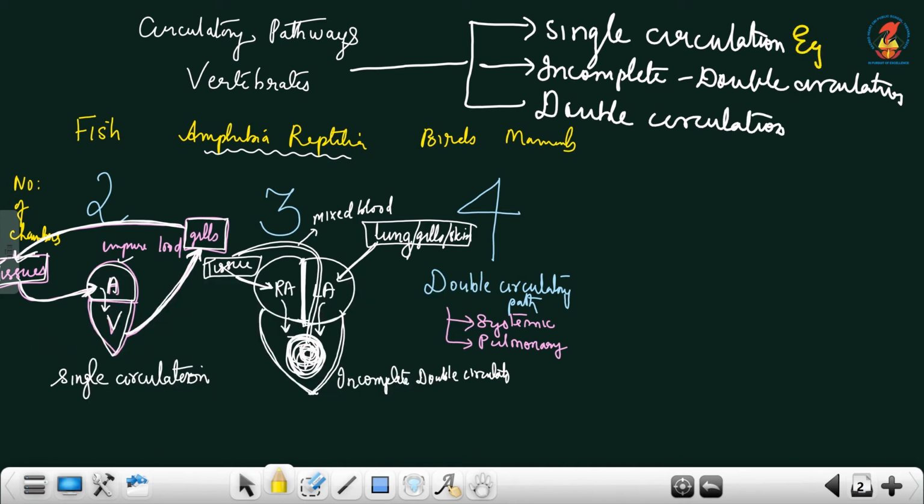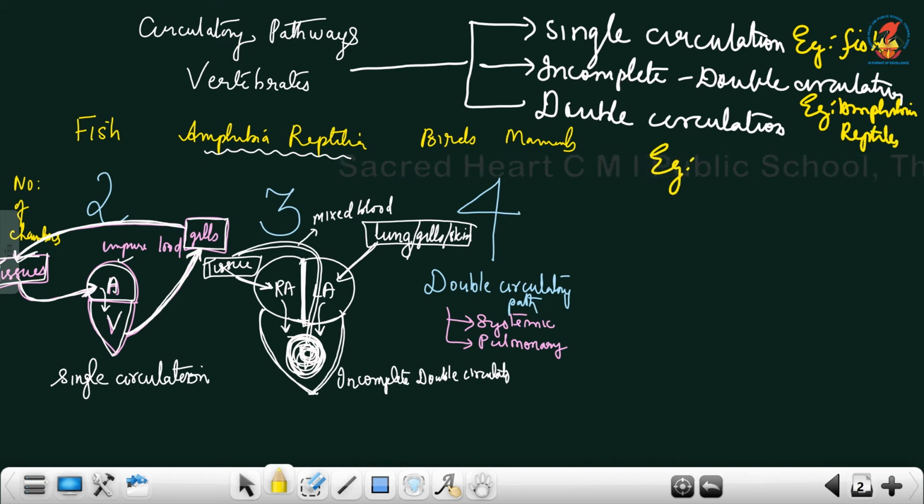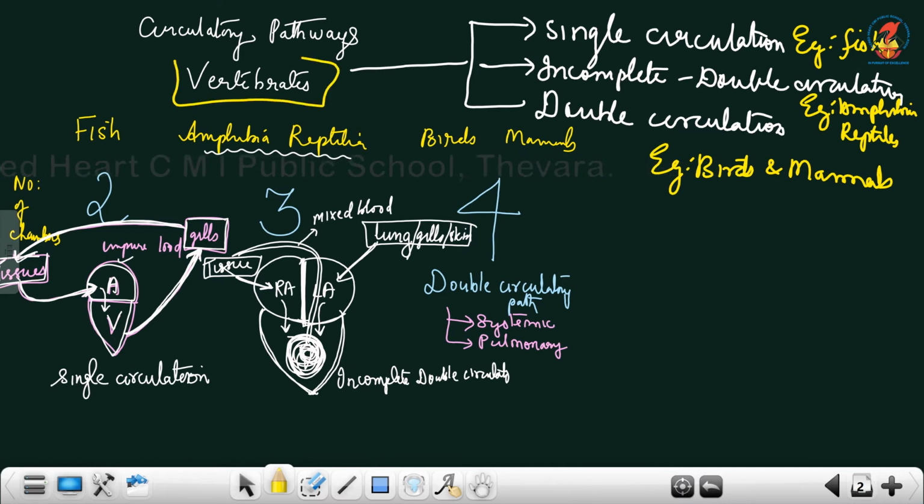Example for single circulation is fish, which has two chambers, one atrium, one ventricle. Incomplete double circulation, example amphibians and reptiles, excluding crocodiles. And double circulation example, birds and mammals. So these are the different circulatory pathways found in vertebrates.